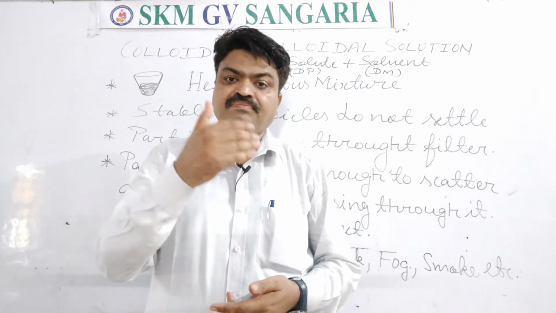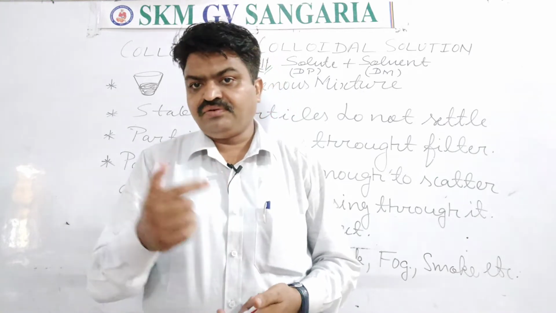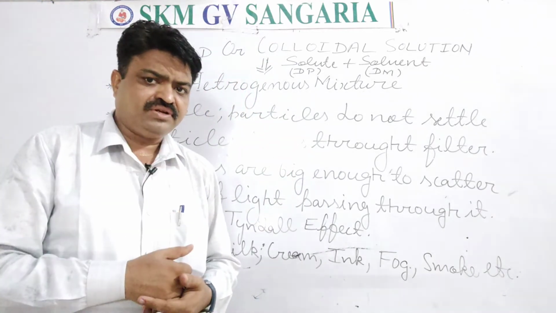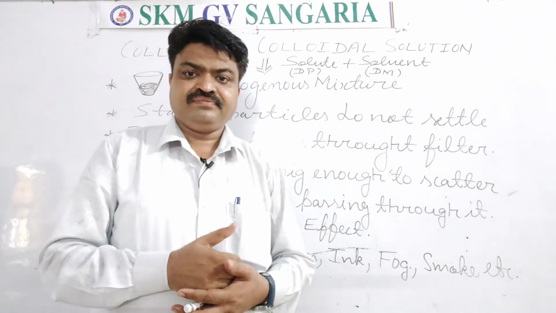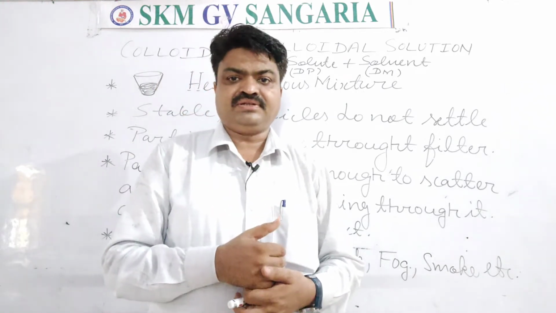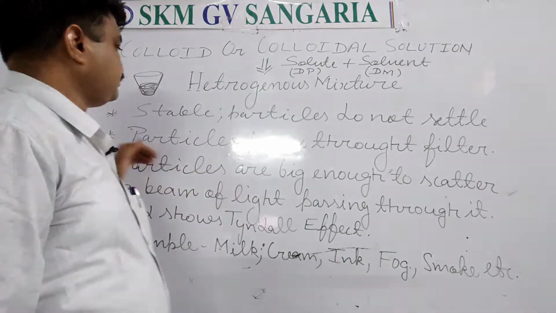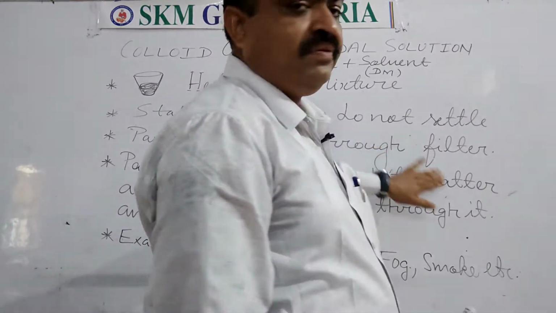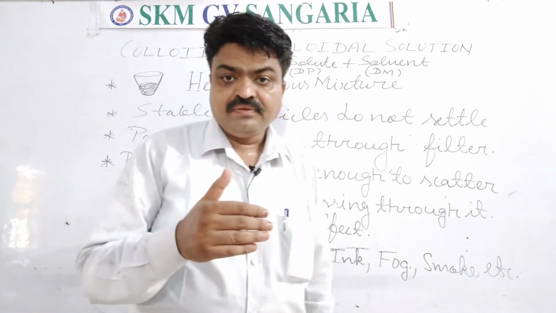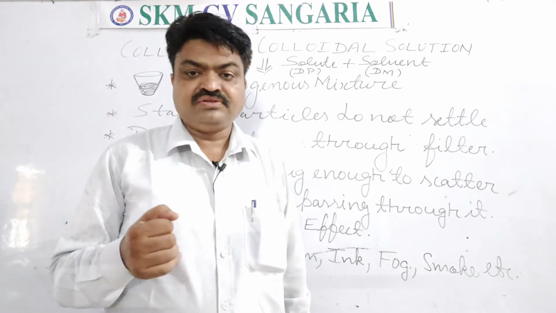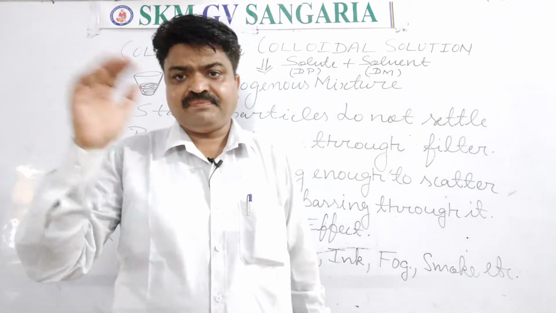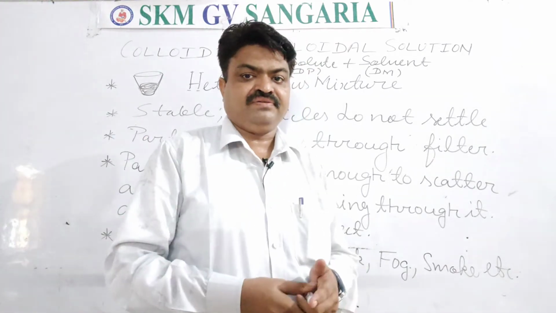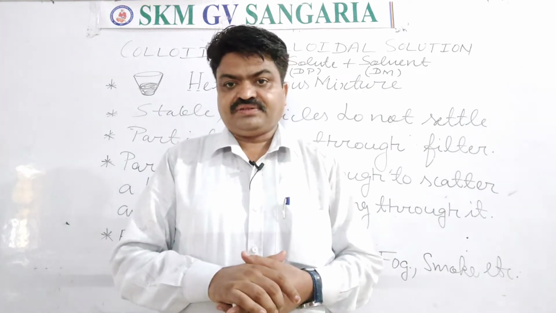Our blood is an example of colloid. The ink that you use in your pen is also an example of colloid, because in that the particles do not settle down at the bottom. Another characteristic is that the particles pass through the filter. When this colloidal solution is passed through a filter, the complete colloidal solution passes through that filter.